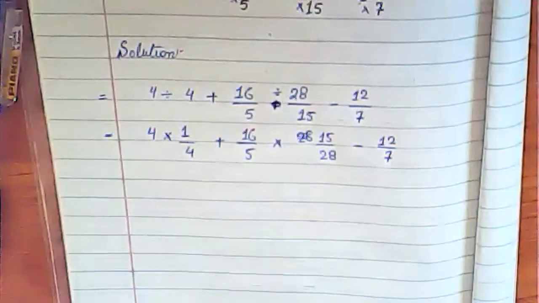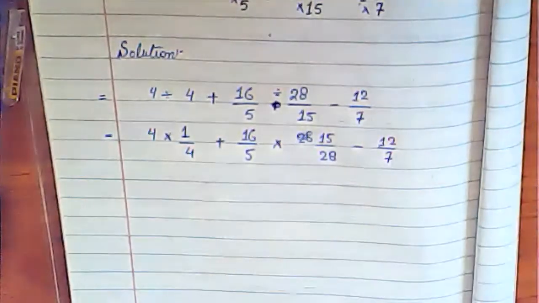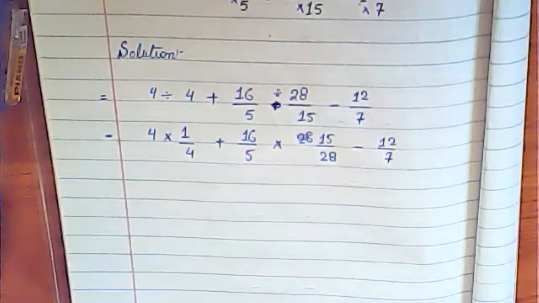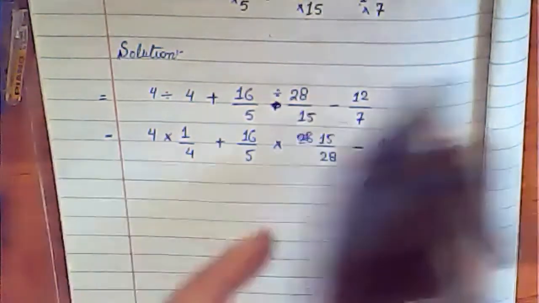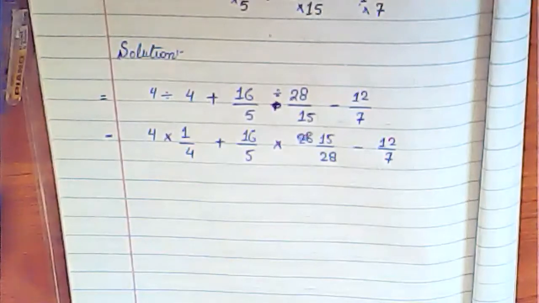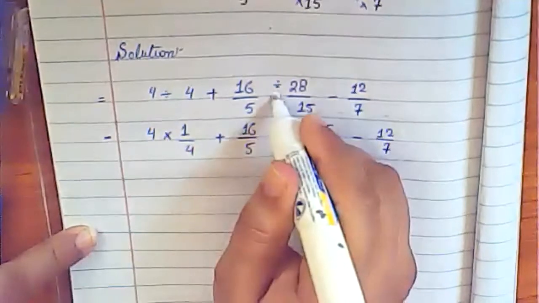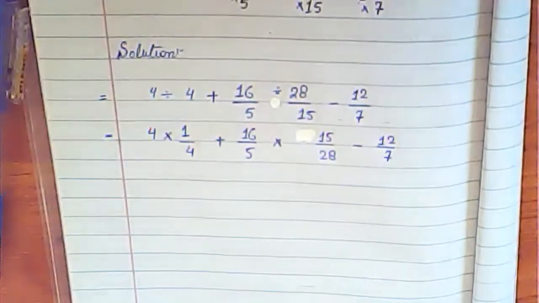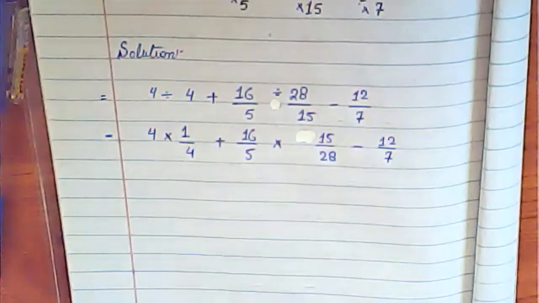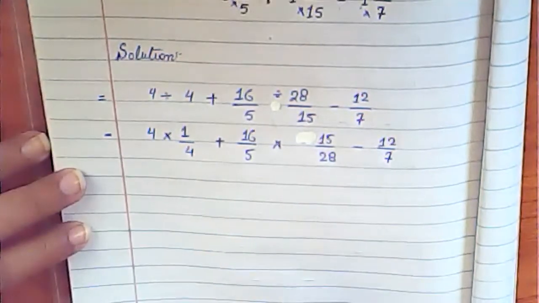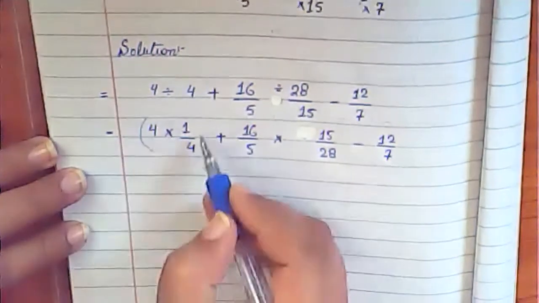Okay, now everyone please tell me what we will do next. Please tell me, is it clear? What will be the next step? Which sign are we going to solve next? We will do cancellation. How will we do cancellation? We will make the brackets, and we can cancel.